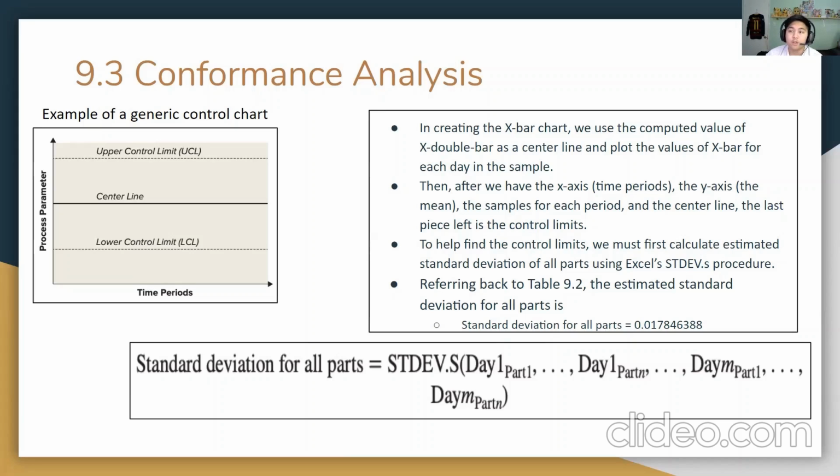To help find the control limits, we must first calculate an estimated standard deviation of all parts using Excel's standard deviation procedure. Referring back to table 9.2, the estimated standard deviation for all parts is 0.017846388. And on the bottom of the slide, I included the standard deviation for all parts formula that we would use to find this.